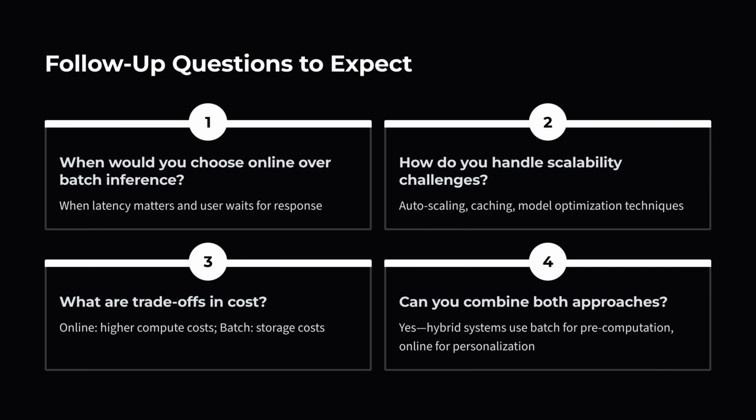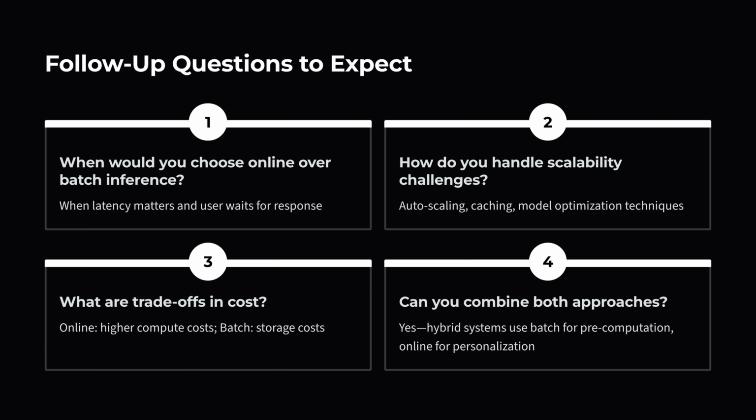Follow-up questions to expect. Interviewers love exploring how you think about trade-offs. If they ask when to choose online, a simple answer is when a human or system is actively waiting. If they ask about scaling, mention auto-scaling, caching, streamlined inputs, or lighter models. If they ask about cost, explain that online pays for always-on compute, while batch pays mostly for storage and scheduled jobs.